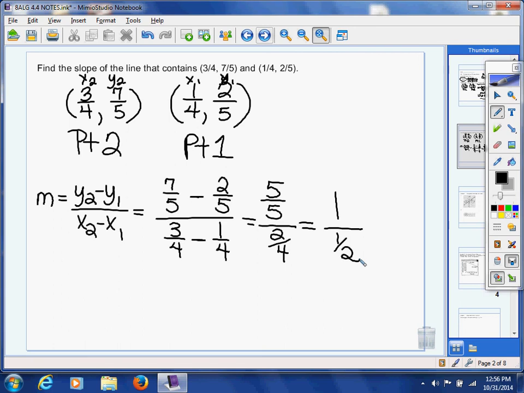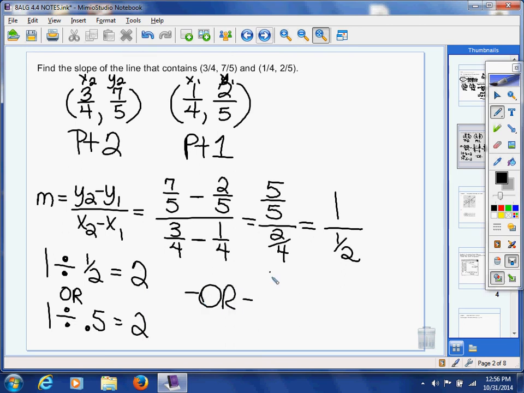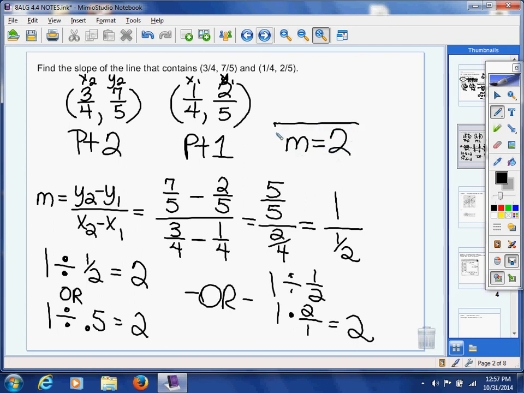I'll show you a couple options. Option 1 is in your calculator. You can do 1 divided by 1/2, or you could have changed it to 1 divided by 0.5. And either way, what did you end up getting? If you have your calculator handy, what did you get when you divided that in your calculator? If you got the number 2, you're exactly right. Or you could do the good old copy, change, flip. Copy, change, and flip that second fraction over and got 2 as well. So the slope of this particular line with those points that are fractions, the slope is 2.